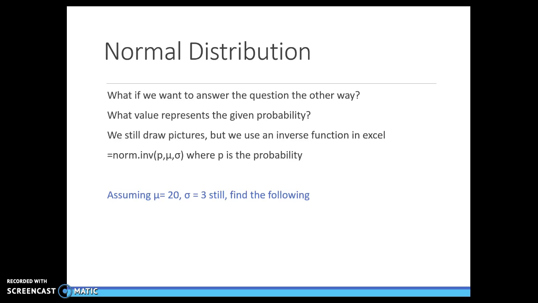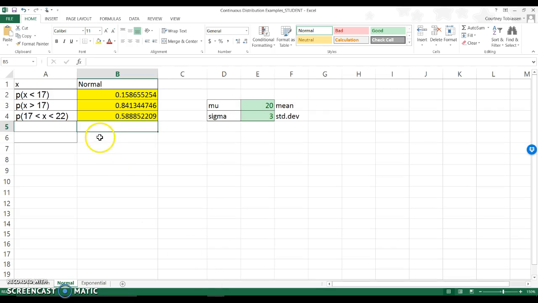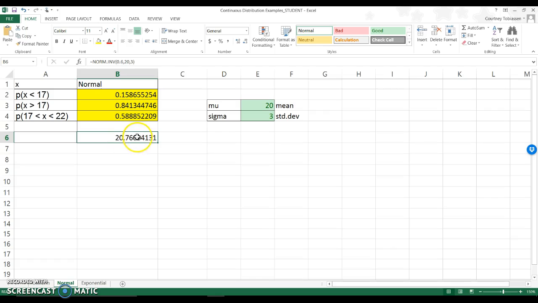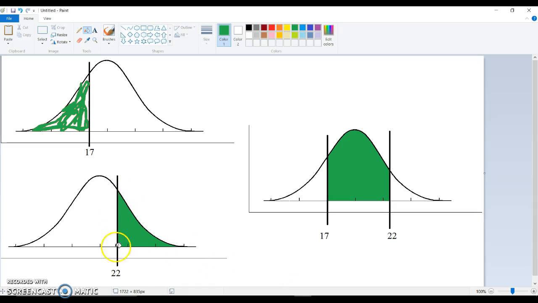So if I'm assuming the same thing that we were doing, so 20 and 3, what value falls there, of being less than 0.6? So the probability of 0.6, what value falls there in the curve? So I'd go back to Excel. In this case, it is norm.inv. It's asking me for the probability, which is 0.6. We're using the same mean and standard deviation. And that is telling me that roughly 20, a little bit more, so roughly 20.67 is the value that falls at that point.